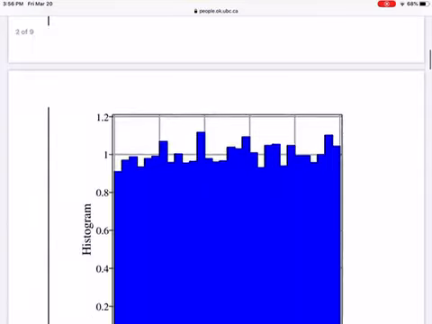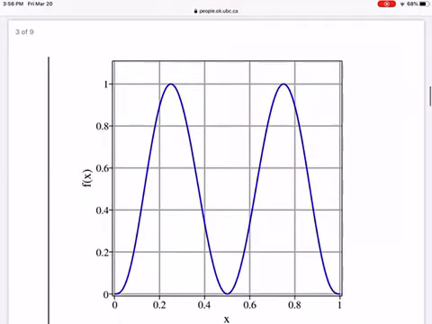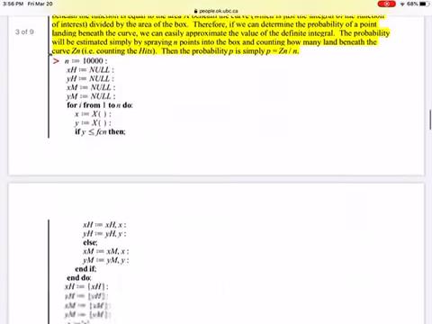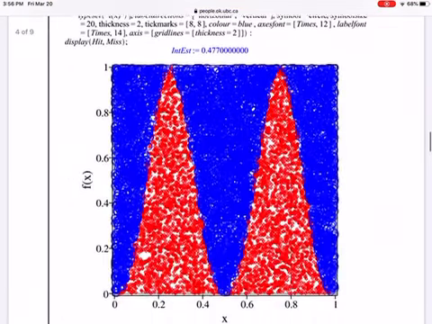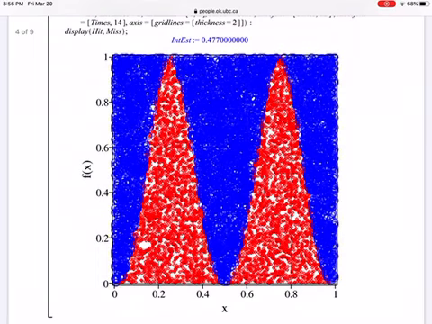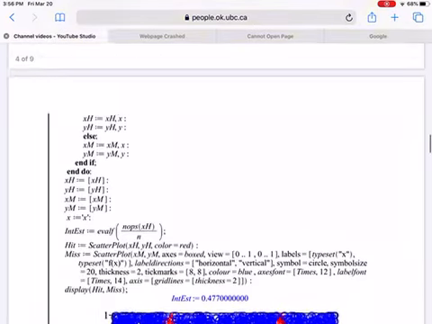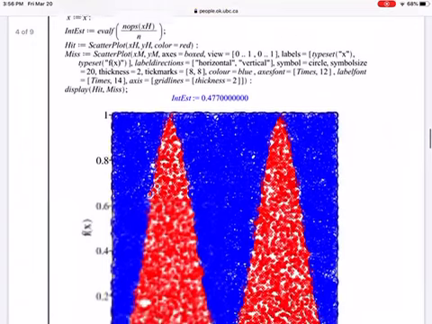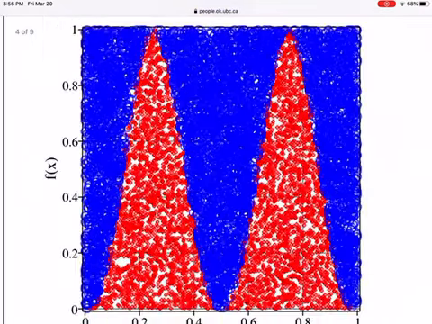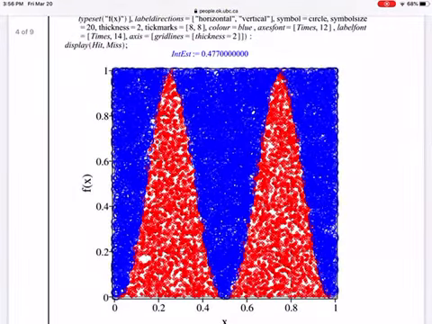Okay, this is a different version of the same code. There's the function on 0 to 1. Here's the 10,000 trials, and that's what I wanted to show you. Remember, the exact value of this integral was 0.4816, and the estimated value is 0.477. So pretty close. And the blue dots are obviously the misses, and the red dots are the hits.